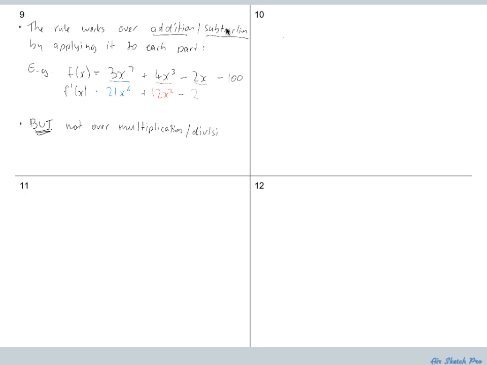Really critical, this next part. That's why I'm putting an underline, exclamation marks at the end to make it more exciting. It does not work over multiplication and division. It does not work. Okay? We've already seen this. I'll do an example here, but if you look at that hard example that we did, I'm just going to flick over briefly. I will come back to this screen.